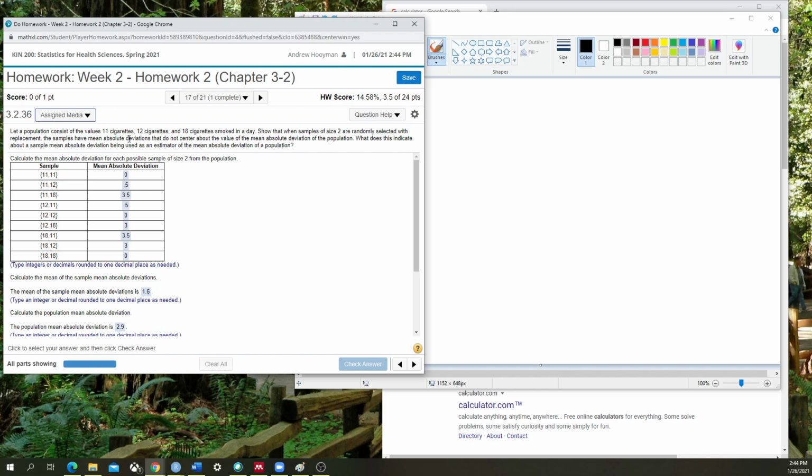The samples have mean absolute deviations that do not center about the value of the mean absolute deviation of the population. Essentially, they're already telling you that the eventual mean of the sample absolute deviations that you're going to calculate here is not going to be very close to the population mean absolute deviation that you're going to calculate here. But they want you to walk through that nevertheless. So what does this indicate about a sample mean absolute deviation being used as an estimator of the mean absolute deviation of a population? Essentially, it means that it's not a good representation of the spread of the data.